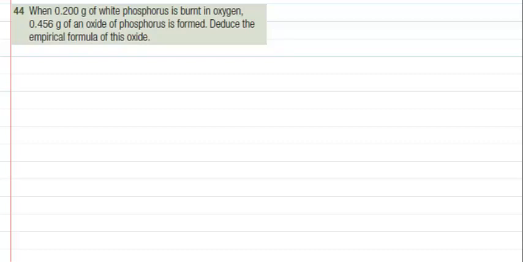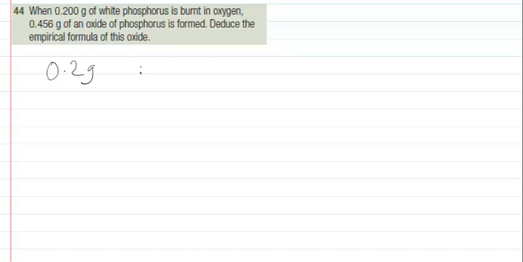Okay, so as we know, we need to set this up as a ratio. So we can use the two masses we have. So our phosphorus is 0.2 grams.